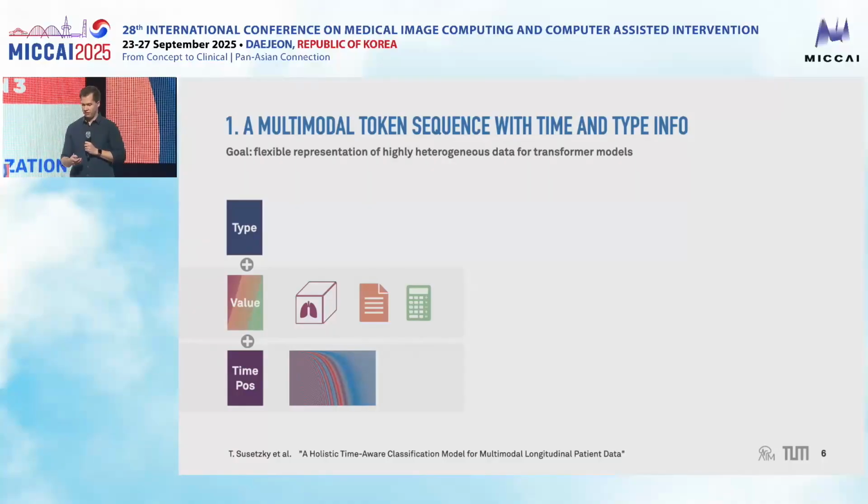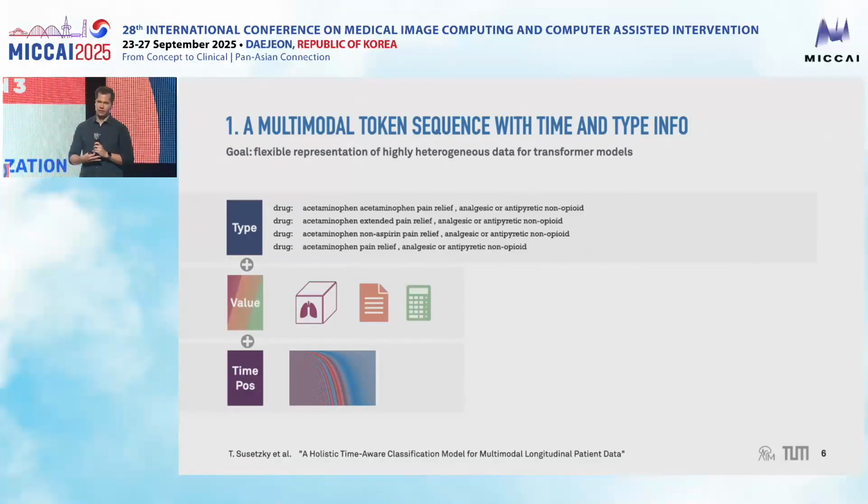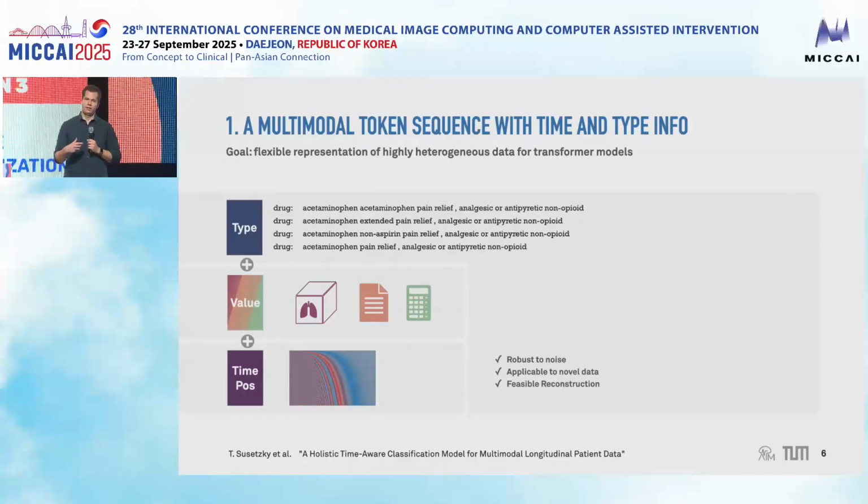When it comes to type information, in the real world, we will often have data that does look like this. So we have items that are semantically highly similar, yet not syntactically identical. Nevertheless, we want to come up with a representation that is kind of robust to the free text noise that can be introduced here and is also applicable to novel data such as novel drug names out of the box. Most of all, it has to be able to be used in a computationally feasible reconstruction of this information later in our masked sequence modeling.